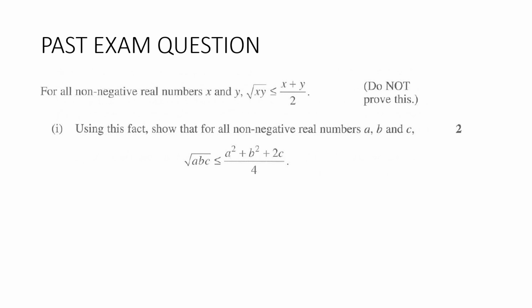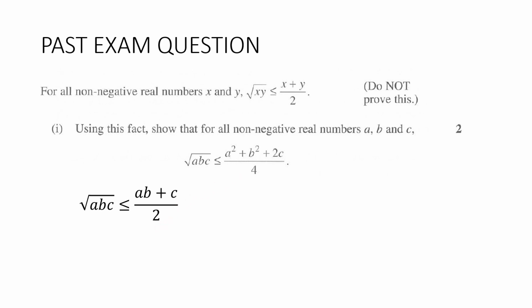But using this fact, show that for all non-negative real numbers a, b, and c, the square root of abc is less than or equal to (a squared + b squared + 2c)/4. Okay, let's compare. How are we going to get from here to here? Looks like we need to do some sort of substitution. So let's let x equal ab and y equals c. And that gives us the square root of abc on the left-hand side, which is what we want, is less than or equal to (ab + c)/2. We're not quite there, are we?